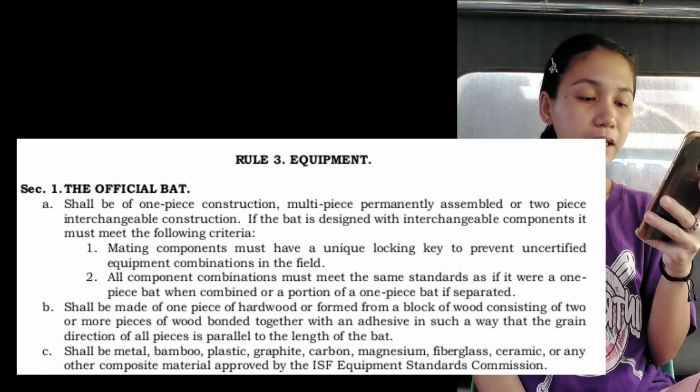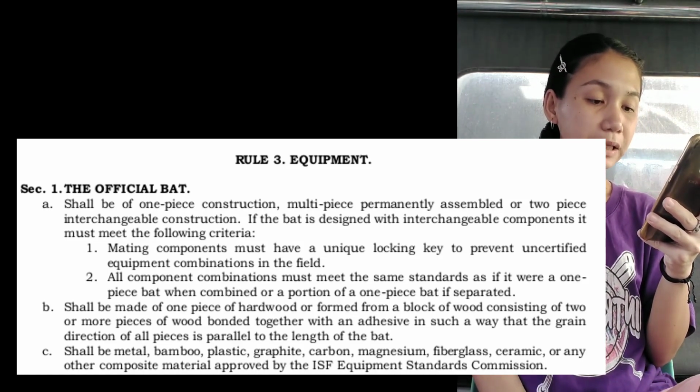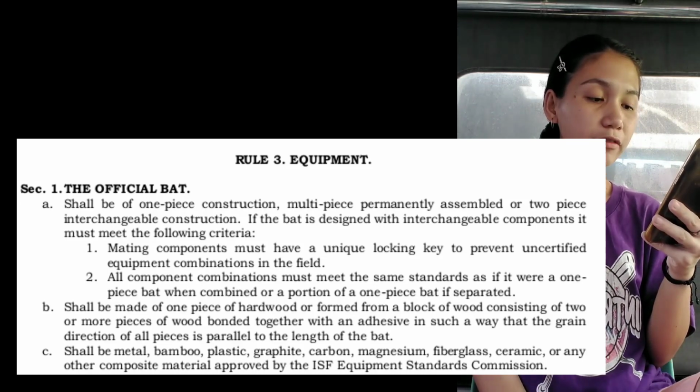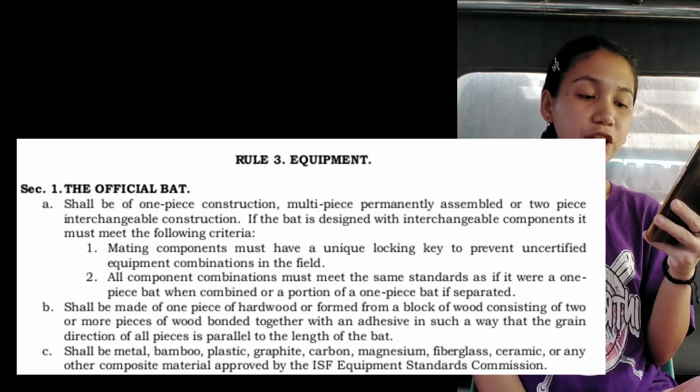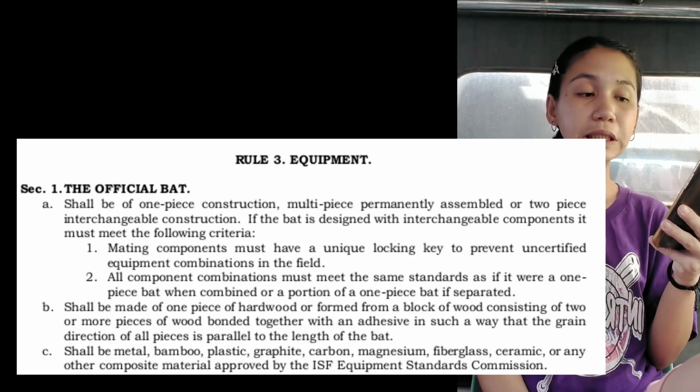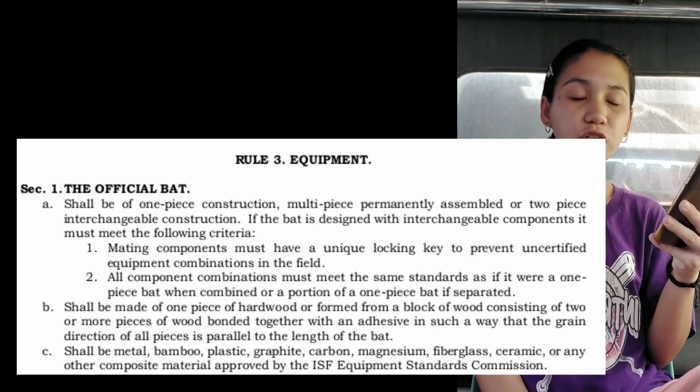Note that tape applied to any bat must be continuously spiral. It does not have to be a solid layer of tape. It shall not exceed 2 layers. So that is rule number 3, section 1, the official bat.